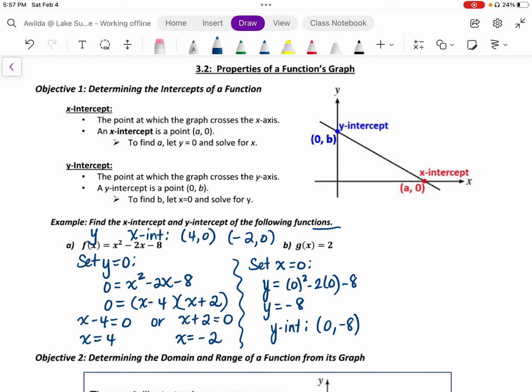In the next example, we have a function g of x equal to 2. G of x is replaceable with the letter y, so this is really y equals 2. You may recall from previous lessons that this constitutes an equation of a line. In particular, it is a horizontal line.